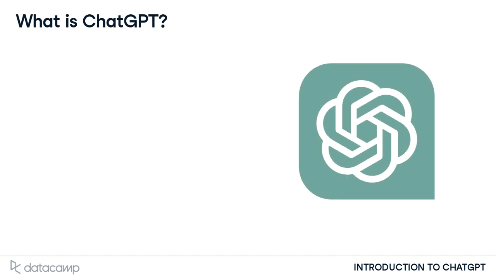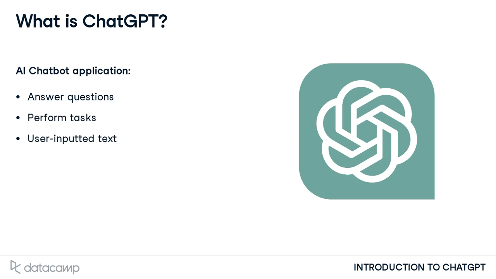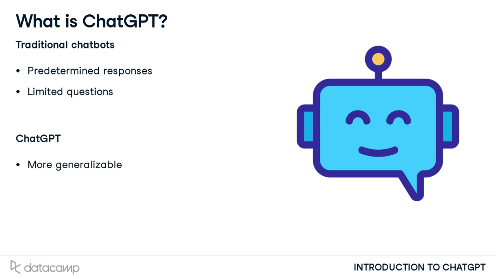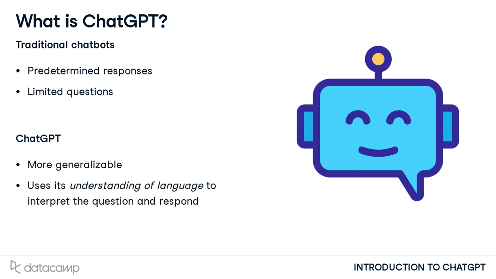ChatGPT by OpenAI is a chatbot application, which means it can answer questions or perform tasks based on user-inputted text. This may not sound much different to a traditional chatbot, but ChatGPT is much more than that. Traditional chatbots were usually designed to return a predetermined response to a limited number of questions. ChatGPT is far more generalizable, as it uses its understanding of language to interpret the question or task and determine the most appropriate response. This means that ChatGPT has a wide range of potential applications.